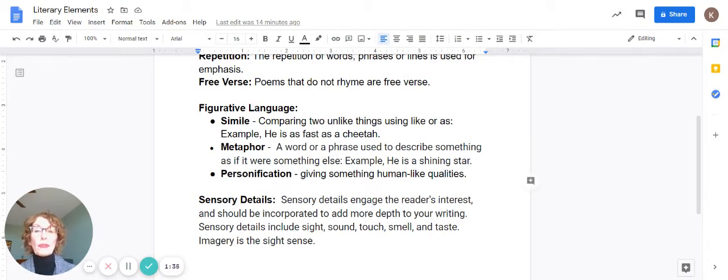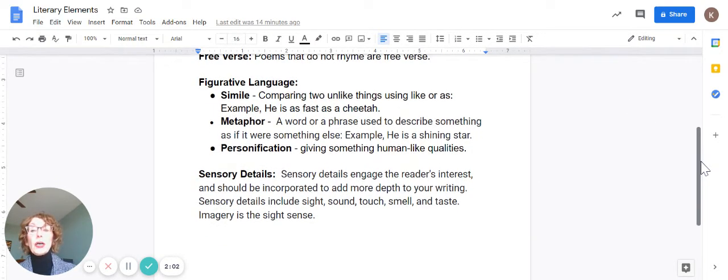Okay, and then the use of personification. And personification is giving something human-like qualities. It could be giving human-like qualities to animals if they dress or talk like humans, and then also giving human-like qualities to inanimate objects like a tree or other items. And then, of course, it's important to use sensory details. Sensory details engage the reader's interest and should be incorporated to add more depth to your writing. Sensory details include sight, sound, touch, smell, and taste. And imagery is the sight sense.